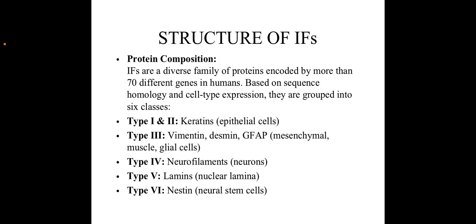Type 4 are neurofilaments, which are part of the neurons and nervous system. Type 5 are the lamins, which are present in the nucleus, like the nuclear lamina. And type 6 is nestin, found in neural stem cells, like those present in stem cells such as the zygote, which has the ability to differentiate into multiple functional structures of the cell.